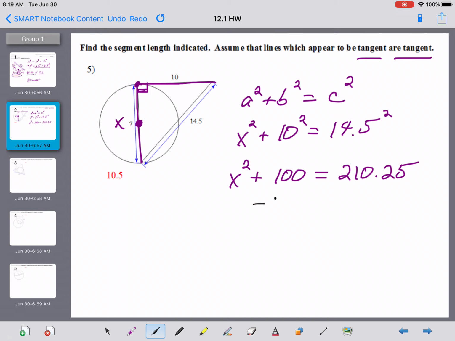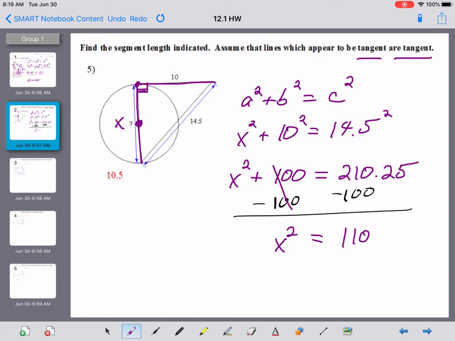First thing we're going to do, we're going to subtract the 100 from both sides. And that is going to get us x squared, those cancel, is equal to 110.25. And to undo the square on the x, we'll do a square root on both sides. And let's see what happens. Looks like this is going to be a little bit bigger than 10, but smaller than 11.